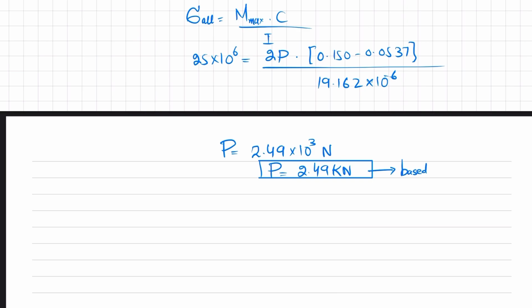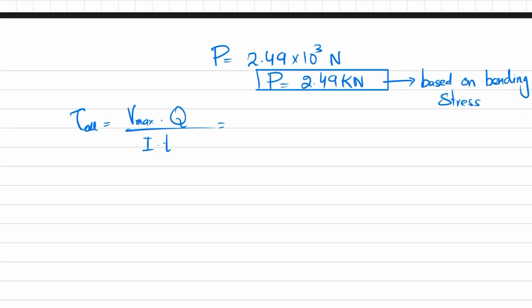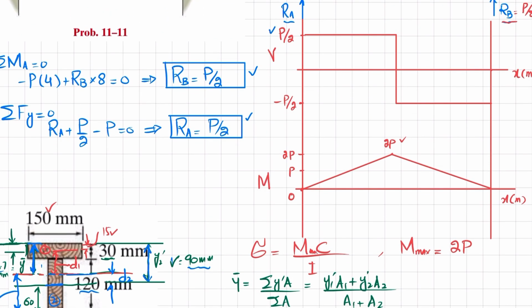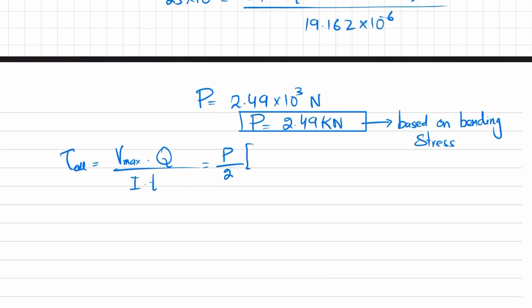So this is the value of P based on bending stress. Now we will calculate the same P for the shear stress. So we know that the allowable shear stress is equal to maximum shear force into Q divided by I into T. The maximum shear force from the shear force and bending moment diagram is P by 2 again. So I will write P by 2 into Q. Now what will be the Q?